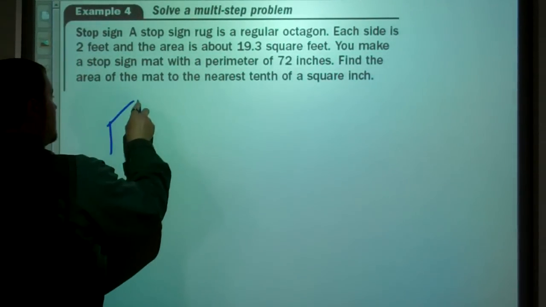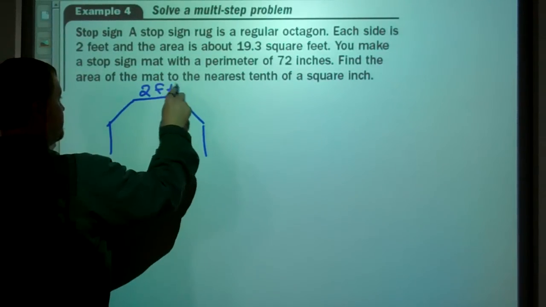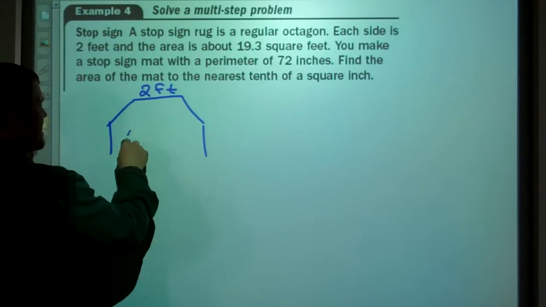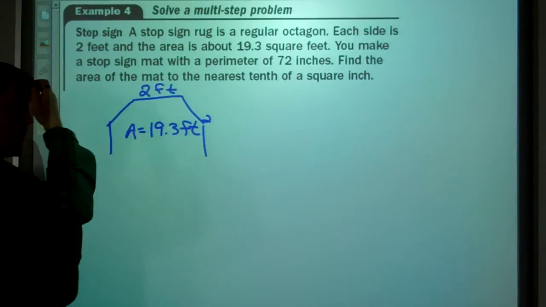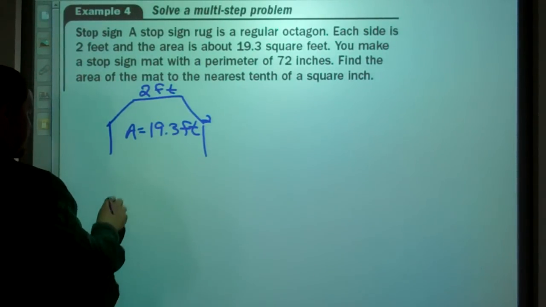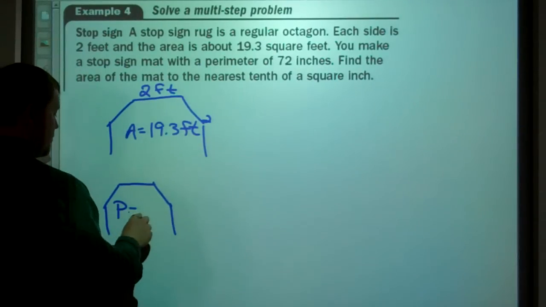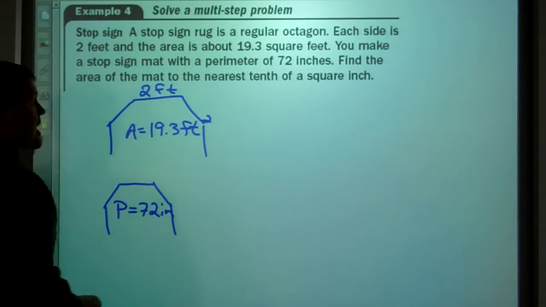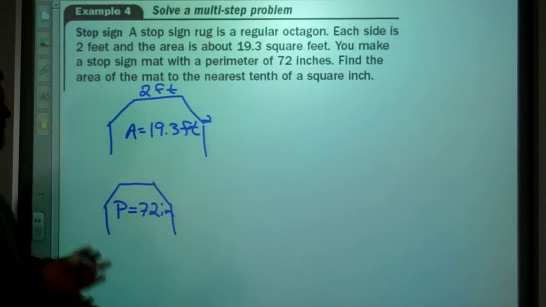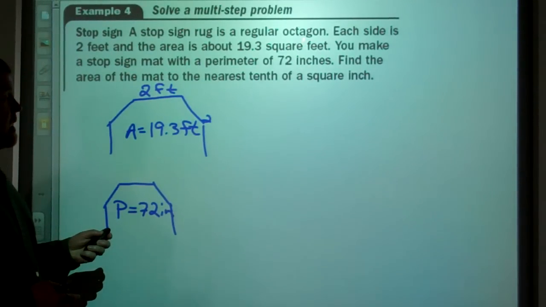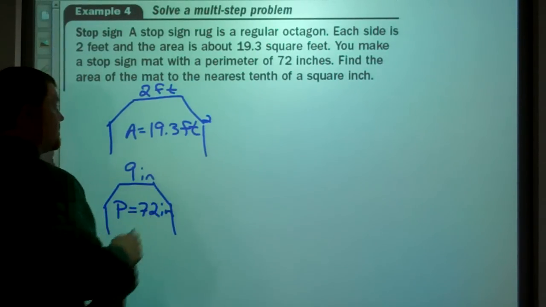Alright, we have our stop sign rug, which has 2-foot sides. Okay? And it has an area of 19.3 feet squared. And then we have a mat. I'm not drawing the whole thing, but we know the perimeter is 72 inches. Okay, now, we know they're regular. So when it's regular, that means it is equilateral and equiangular. It's an octagon. Okay, so 72 divided by 8, that means these side lengths are 9 inches.